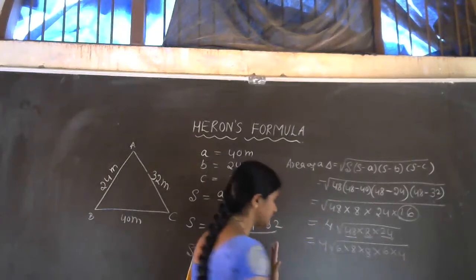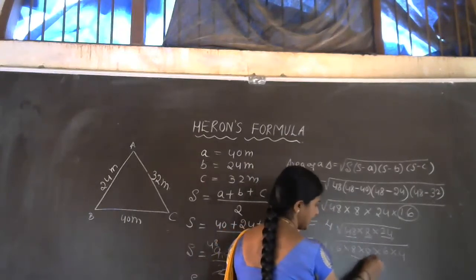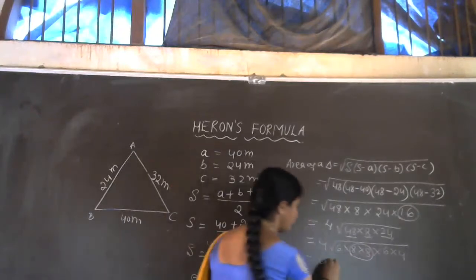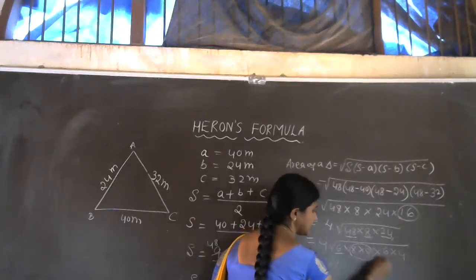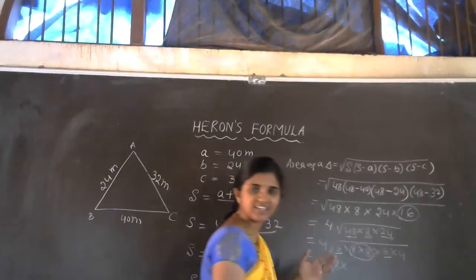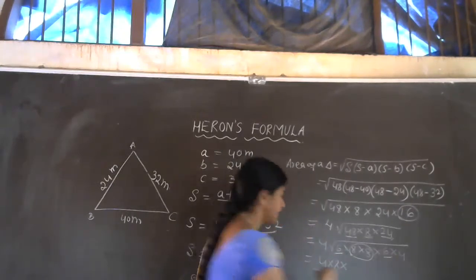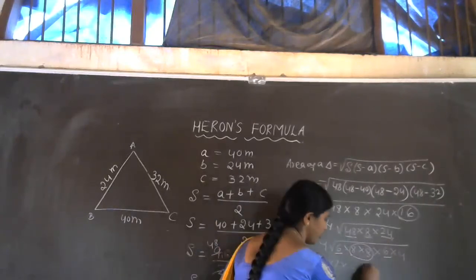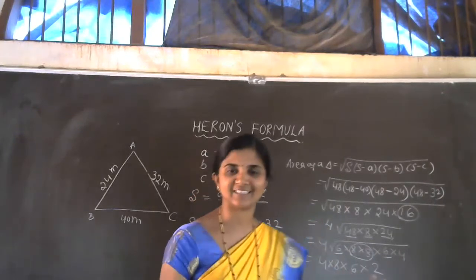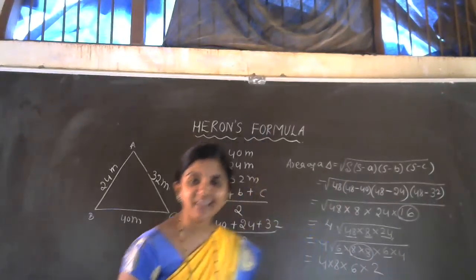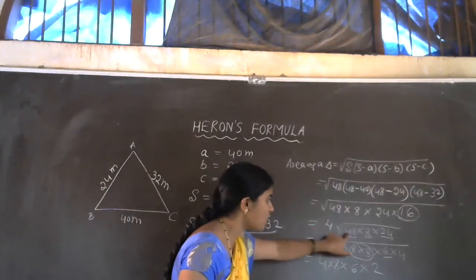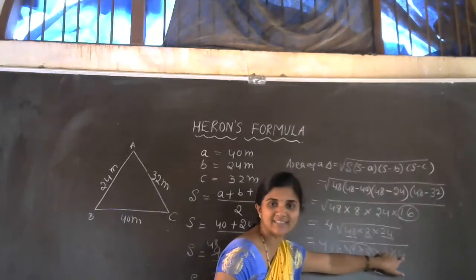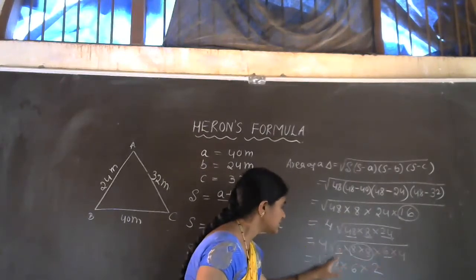Now observe, 4 is outside, and we have 8 into 8. 8 eights are 64, so 8 comes out. Then here 6 into 6, 6 sixes are 36, and the square root of 36 is 6. Then 4 is remaining, and the square root of 4 is 2. Yes, the root sign is gone now. Got the idea of this one? Once again, I'll explain: 48 is 6 eights, then this 8 is as it is. 24 is 6 fours. Next, here, 8 into 8.